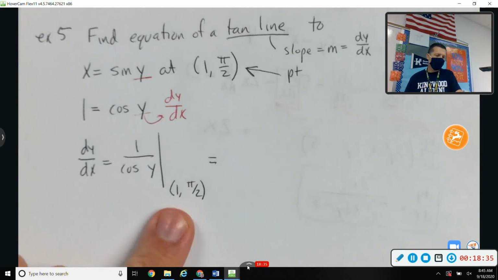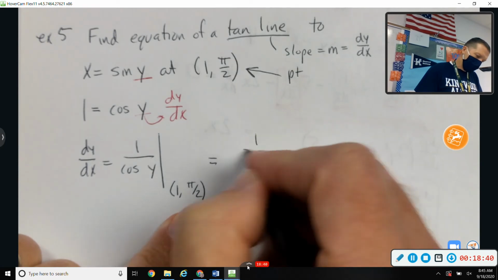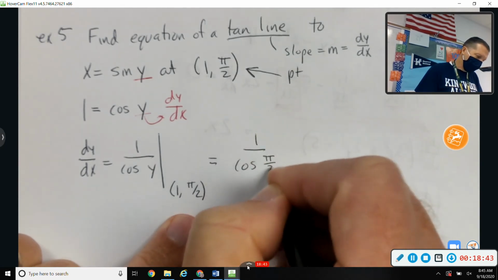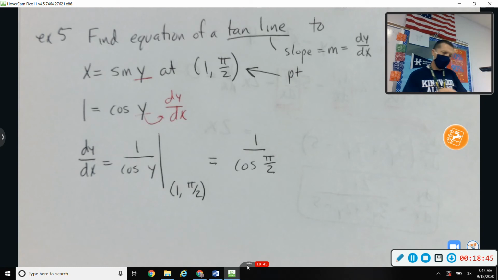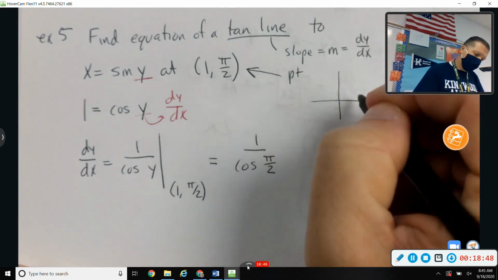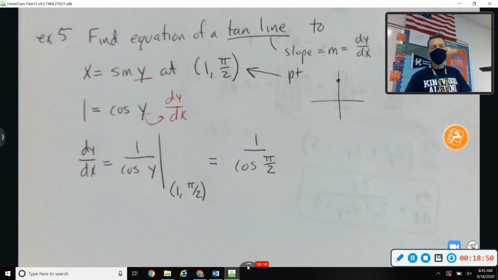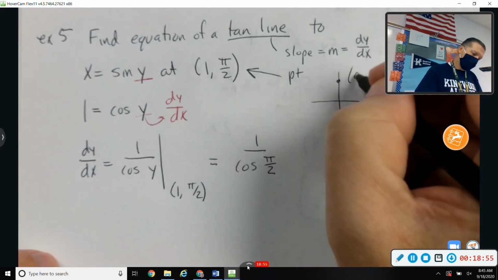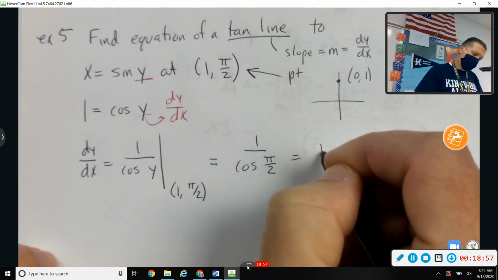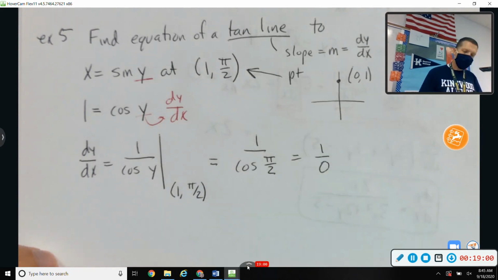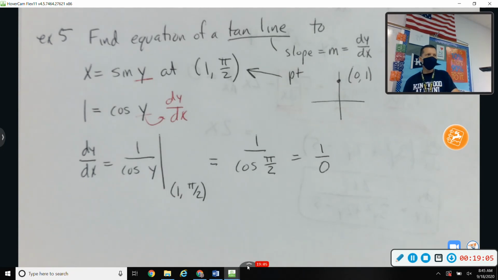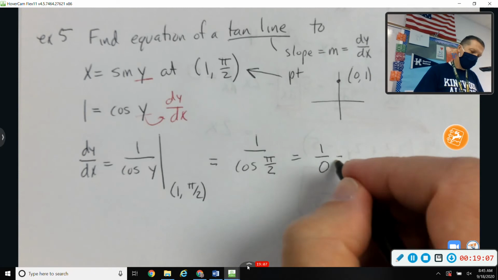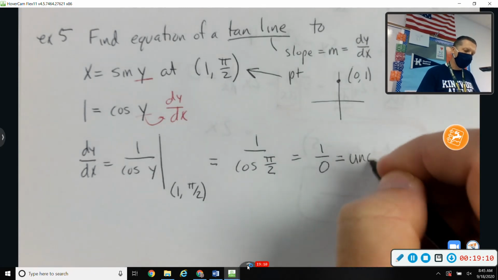It turns out we don't even need the 1. It only depends on y. So 1 over cosine of pi over 2. Let's see, cosine of pi over 2. I got to draw the picture every time. Pi over 2 is up there. Cosine is the x-coordinate. That's 0. Uh-oh. What's 1 divided by 0? Undefined. That's a great answer.